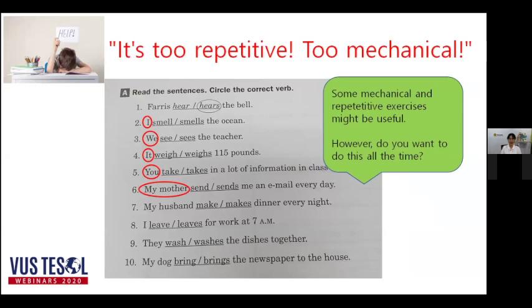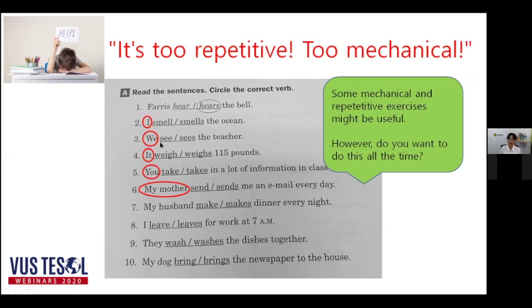So now let's move on to this. It's too repetitive, too mechanical. Okay, if you look at the activities, let's look at number 1. Here's the bell. This is an example, so you circle here's. Right? Number 2, I smells the ocean. So which one? I, so you circle smell. I smell the ocean. Number 3, we sees the teacher. So which one? See. So you circle see.